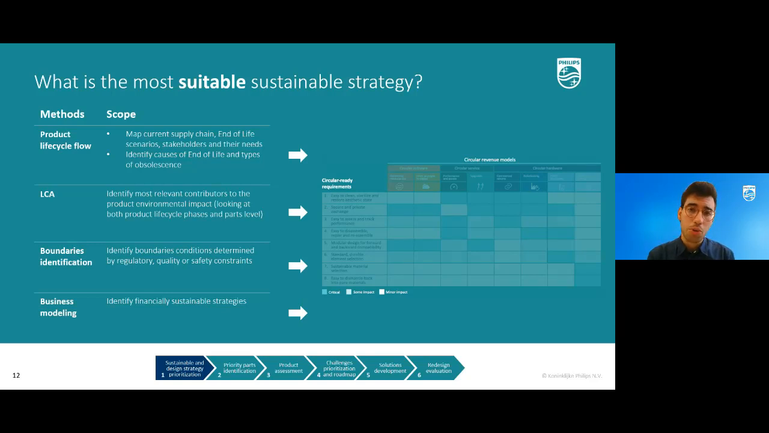So it's more an emotional obsolescence related issue. Another method, of course, that we use is lifecycle assessment to identify those most relevant contributors to the product environmental impact. So which product lifecycle phase has the highest impact, and even which specific parts have the highest, for instance, carbon footprint.